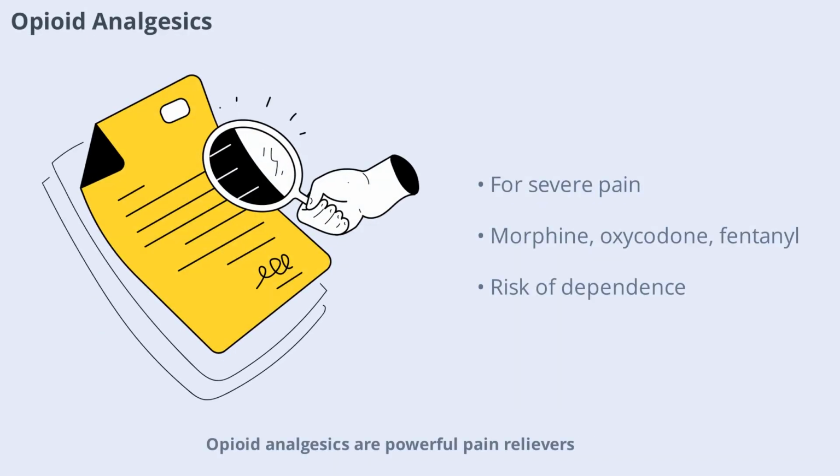Opioid analgesics are powerful pain relievers reserved for moderate to severe pain, such as after major surgery or in cancer care. Common opioids include morphine, oxycodone, and fentanyl. These drugs work by binding to opioid receptors in the brain and spinal cord, blocking pain signals effectively. However, opioids come with significant risks, including dependence, tolerance, and potential for overdose. That's why they are prescribed with caution and under strict medical supervision.